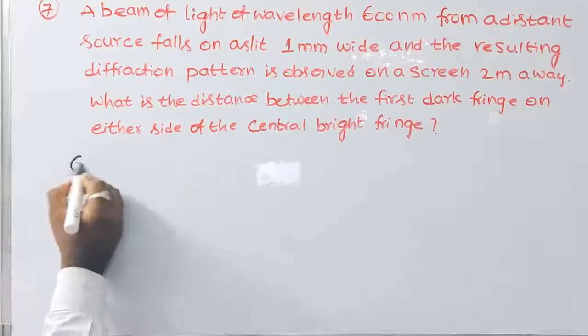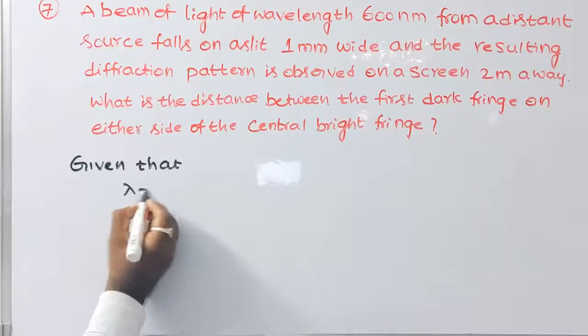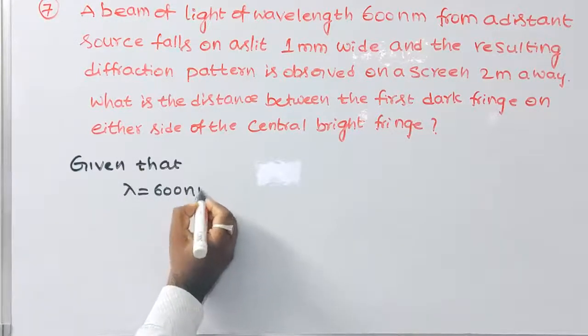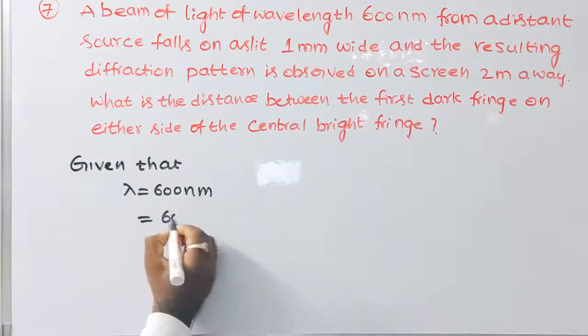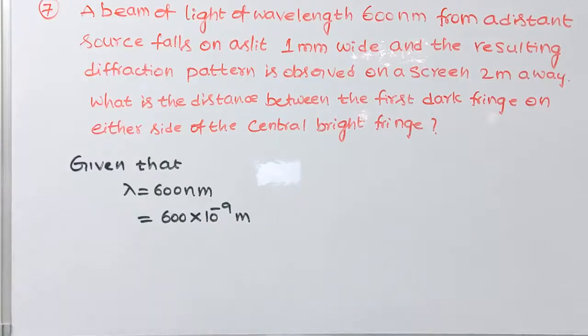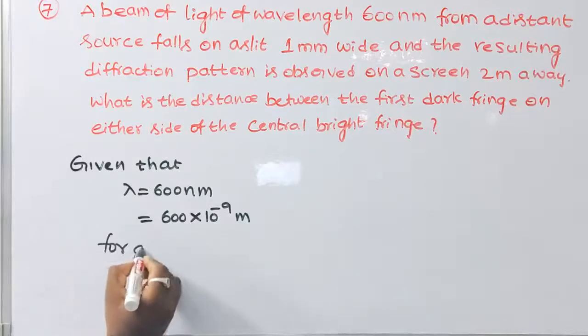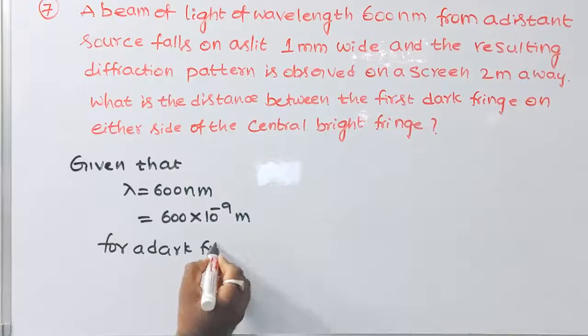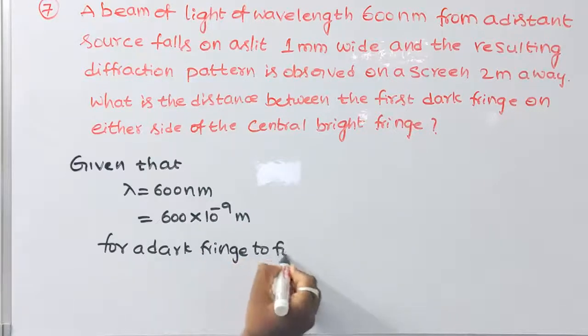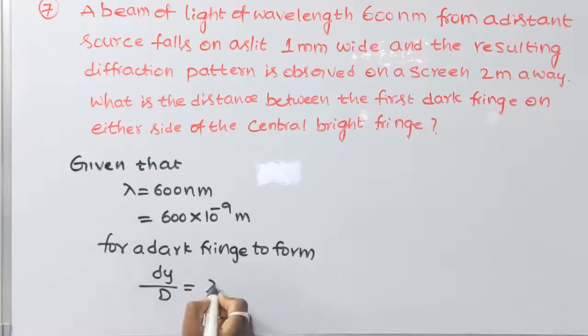Given that lambda is equal to 600 nanometer. To convert to meter, 600 into 10 power minus 9 meter. For a dark fringe to form, dy by D is equal to lambda.